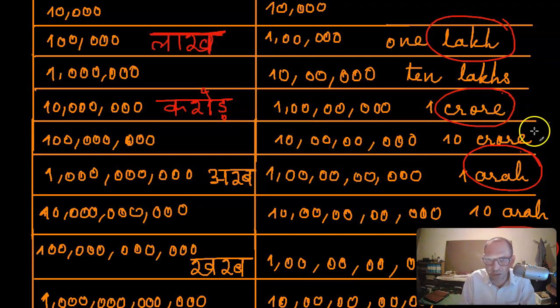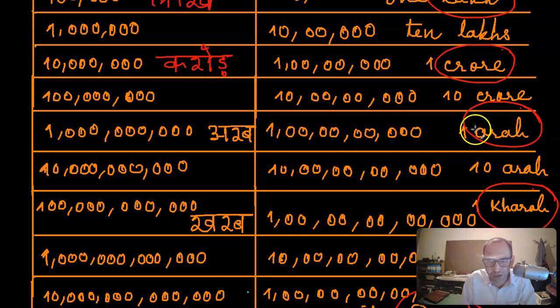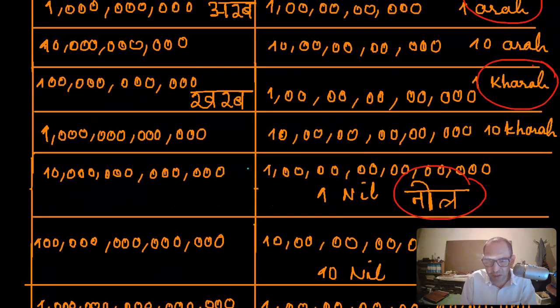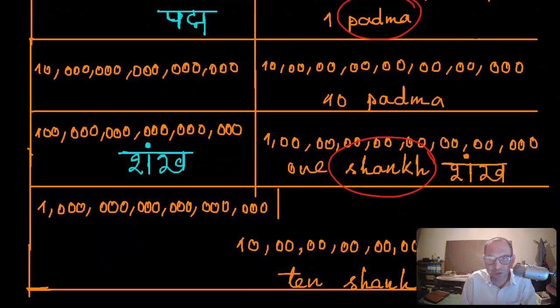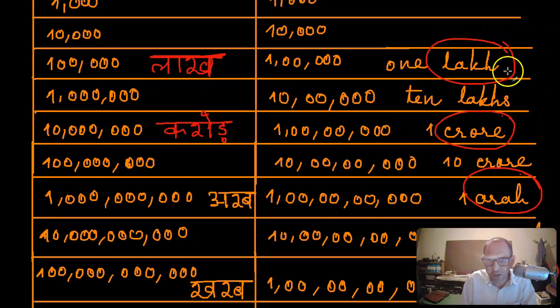They are never used in Hindi, because the numbers are very large, meaning they have no application in daily language. Arab, maybe once in a while, once in 5 or 10 years, you would hear that. Kharab, you would never hear it. Nil, you would never hear it. Padma, you would never hear it. Shankh, you would never hear it. But the lakh and crore are used in everyday language, okay?